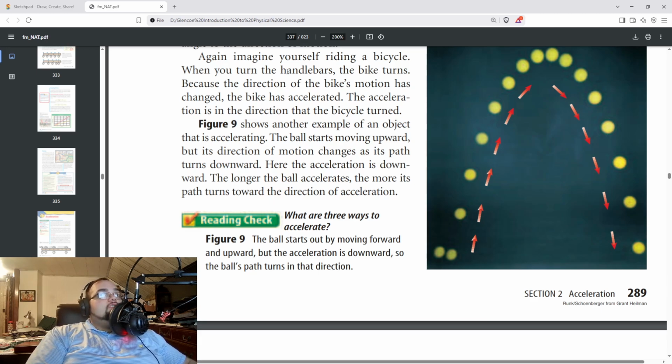Figure 9 shows another form of acceleration. The ball starts moving upward, but the direction of the motion changes its path and starts to go downward. All right, you guys see that? You throw it up, and then it starts to go down. Here, the acceleration is downward. The longer the ball accelerates, the more the path will turn towards the direction of acceleration.